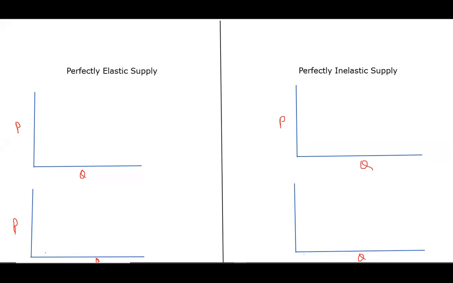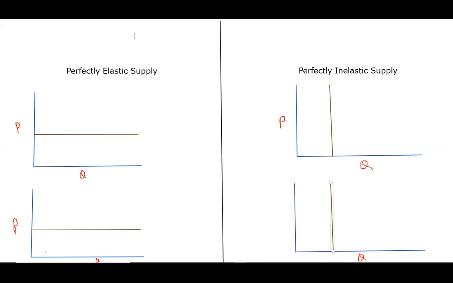Please pay attention, guys. First of all, we are going to draw the perfectly elastic supply curve. How does it look like? The perfectly elastic supply curve is parallel to x-axis. This is how perfectly elastic supply curve looks like. Fine. And then we have got perfectly inelastic supply curve, which is parallel to y-axis, over here. This is how perfectly inelastic supply curve looks like.